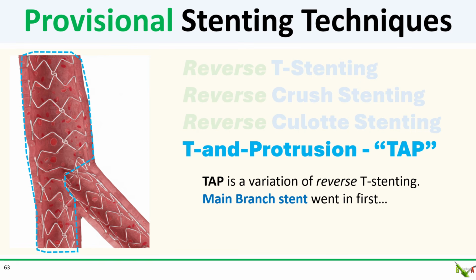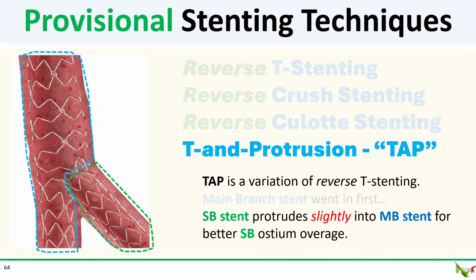And leaving the best for last, there is T-end protrusion, or TAP, probably my favorite bifurcation stenting technique. Now, TAP is actually a variation of reverse T-stenting. In TAP, after the main branch stent goes in, you're going to protrude the side branch stent just slightly into the main branch stent before deploying. This ensures that you won't get the gap in side branch ostium stent coverage like you would in T-stenting if the bifurcation angle is not quite at 90 degrees.